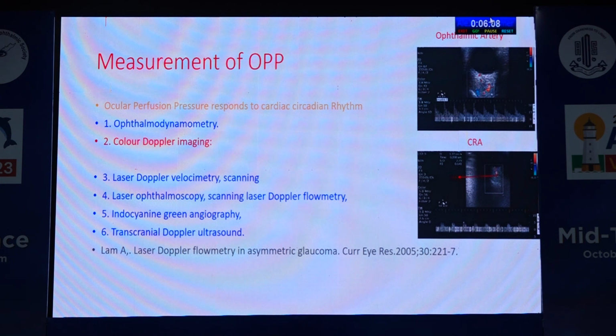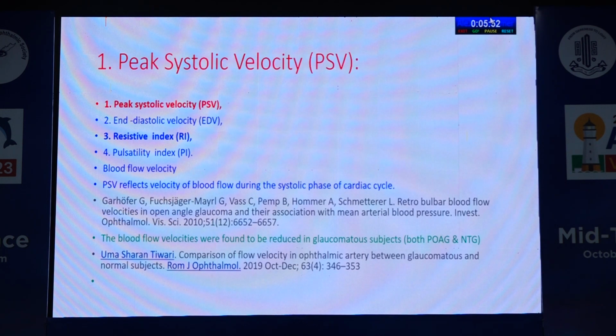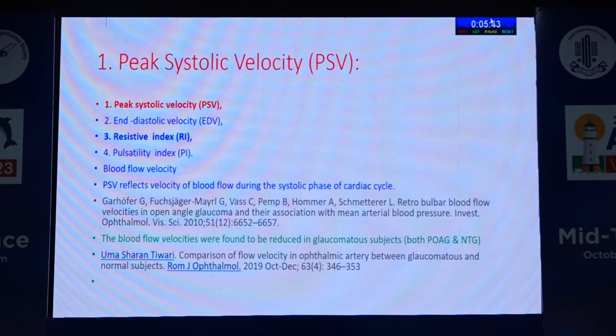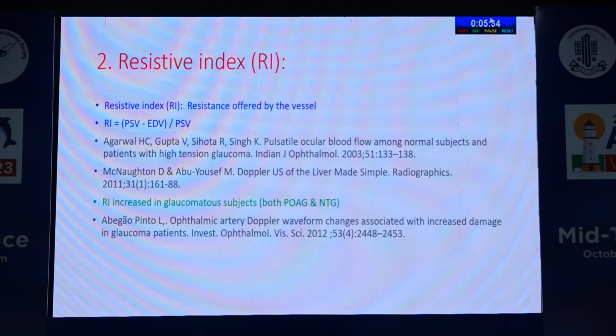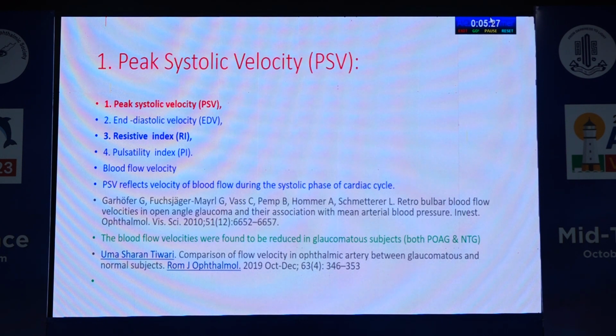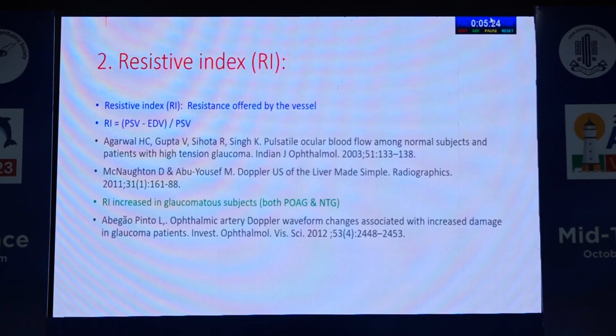Now we have to measure the ocular perfusion pressures. These are the methods available to record them: ophthalmodynamometry, color Doppler imaging, laser Doppler velocity scanning, laser ophthalmoscopy, ICG, and transcranial Doppler ultrasound. What are the major readings we have to look at? They are the peak systolic velocity, diastolic velocity, resistive index, pulsatility index, and blood flow velocity. Among these, we focused on the peak systolic velocity and resistive index in our study. The resistive index gives the resistance from the blood vessel, whereas the peak velocity gives the volume of the blood flow.